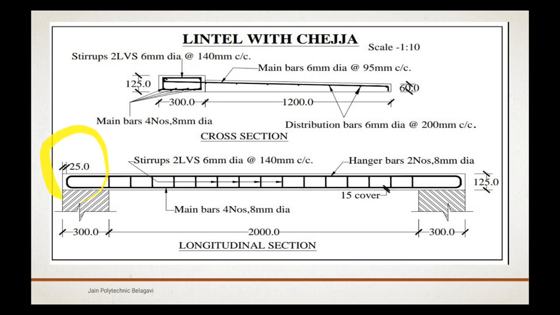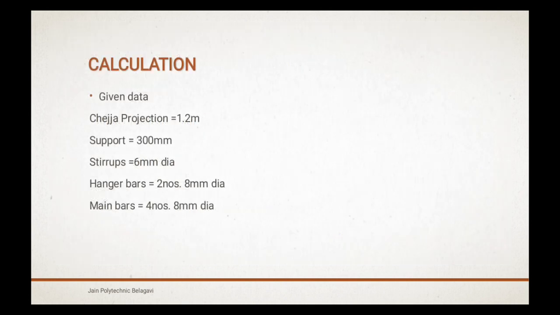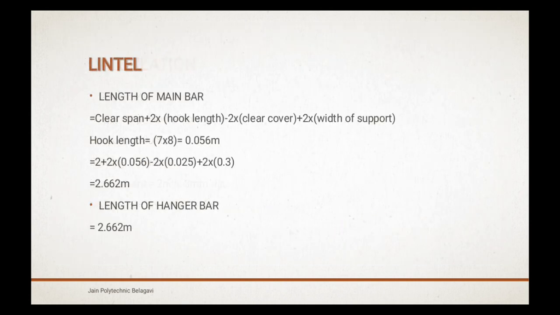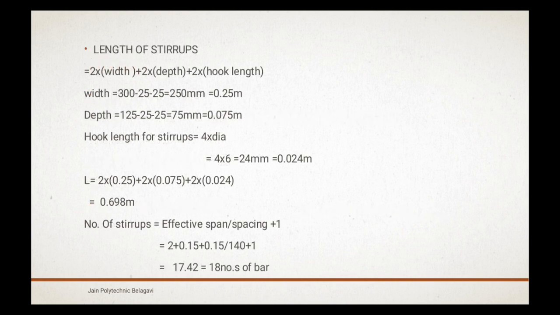0.025, this is the clear cover, plus 2 into width of support. So our main bar length is 2.662 meter. Length of hanger bar is also the same, 2.662 meter. So length of stirrups.